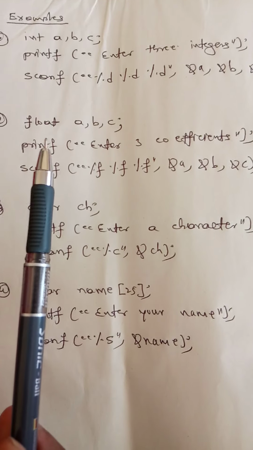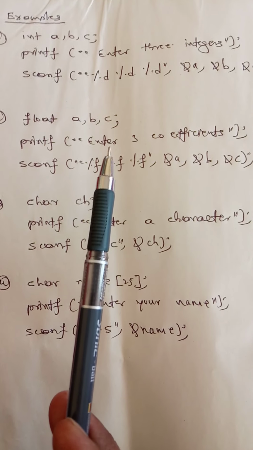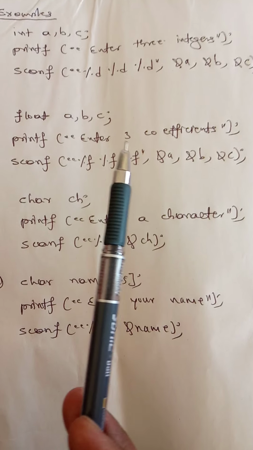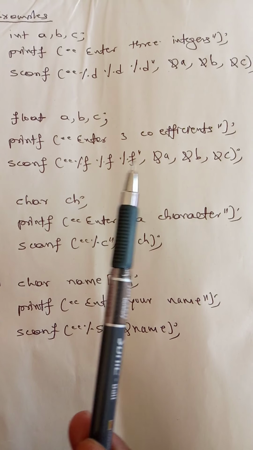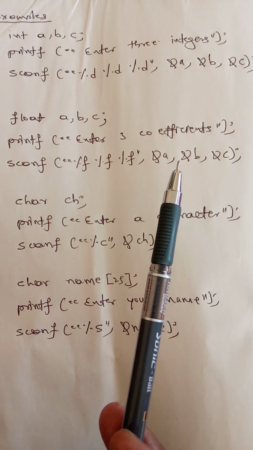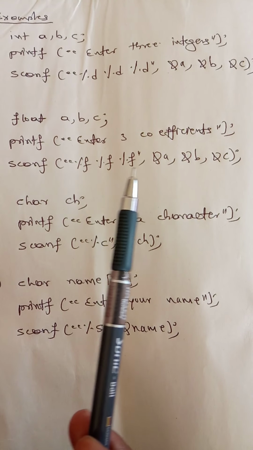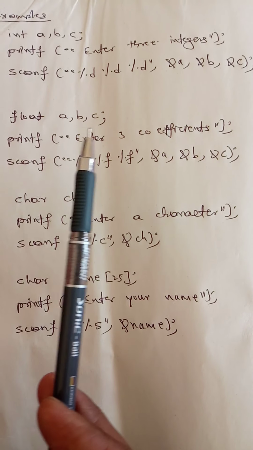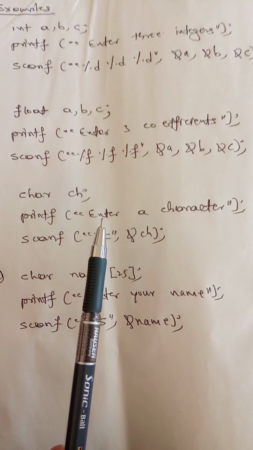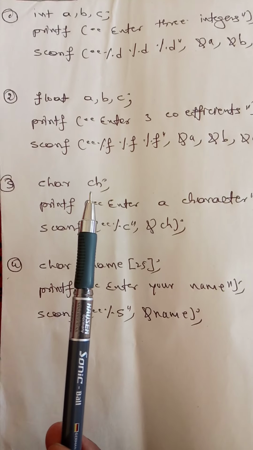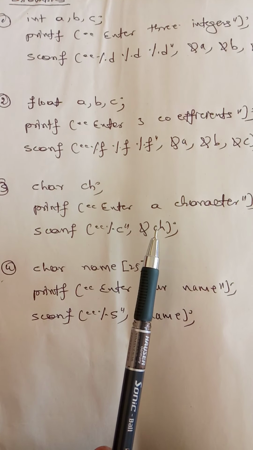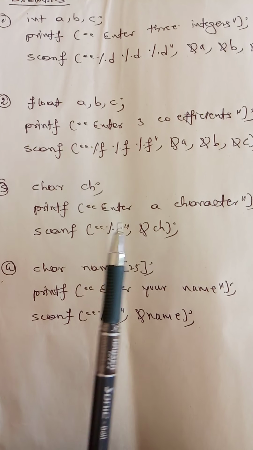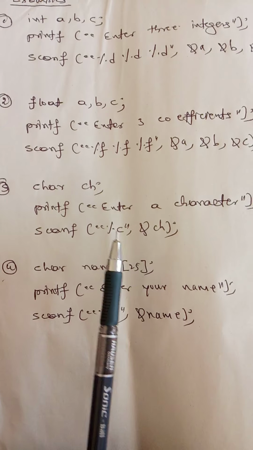Second example, float a, b, c. I want to read 3 floating point numbers. Enter three coefficients. Scanf %f %f %f, address of a, address of b, address of c. Why am I using %f here? Because these are float type variables. Next, I want to read a single character, char ch. This is a character variable. Enter a character. If I enter the letter K, it will be stored in ch. %c is the format specifier.